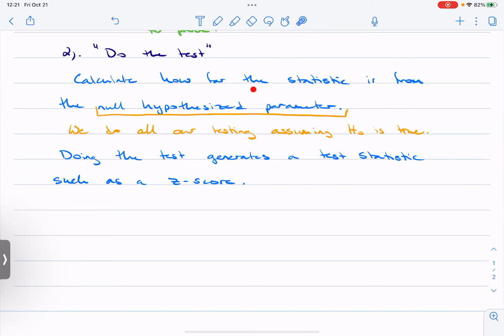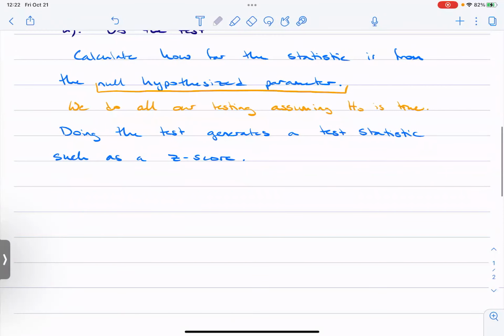Reporting how far your statistic is from the null hypothesized parameter, that's not going to get you very far. Your boss would be like, what are you talking about, right? And so what we do to be able to communicate our results is we convert that to a probability, and that probability is called a p-value. Okay. So step 3 is find the p-value.